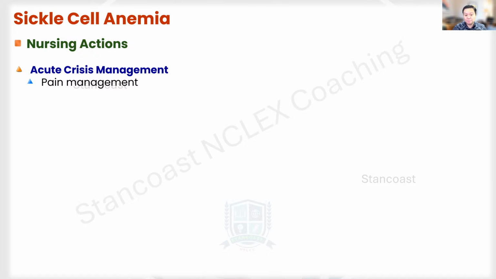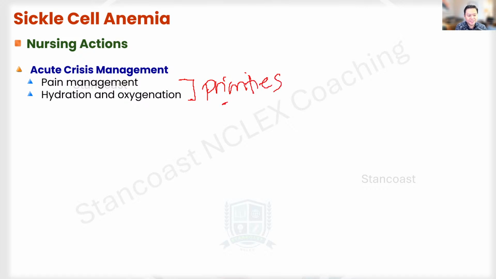That is topmost, aside from providing hydration. So pain management, hydration, and oxygenation. These are top priorities in the treatment of the vaso-occlusive crisis. Hydration, oxygenation, and pain management. Like I've said earlier, for the pain management, maybe the patient will be responsive to the NSAID, or in severe cases, they might need a stronger pain medication, maybe morphine, Dilaudid, maybe fentanyl, IV.